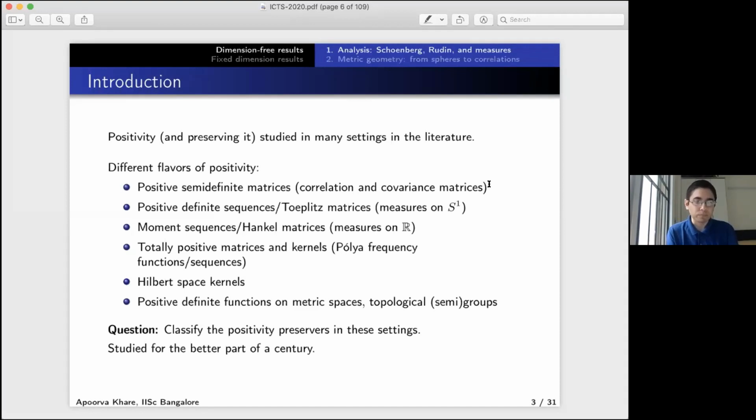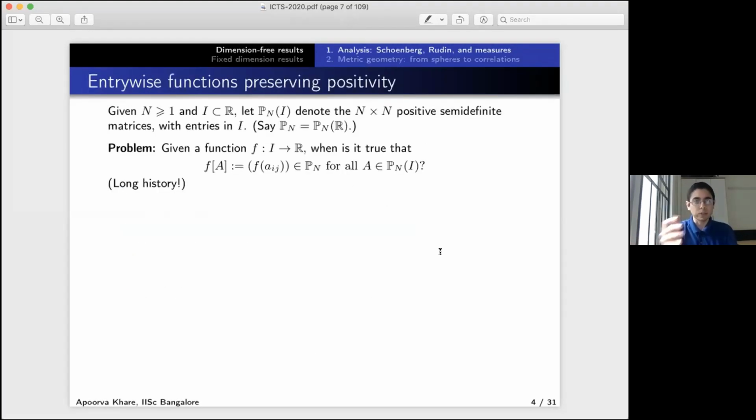And so one natural question to try and study is to understand what operations preserve these notions of positivity, not just for matrices, but kernels and so on and so forth. And this question has been studied in various settings for quite a long time now. So I'll focus on the matrix theory question in this talk. To set some notation, let P_n(I), where n is an integer and I is a domain, denote the n by n positive matrices whose entries lie in I. So not the eigenvalues. Often people prefer the spectrum to lie in some specified subset, but I want the entries.